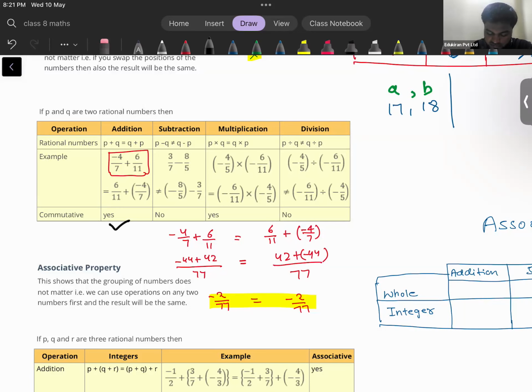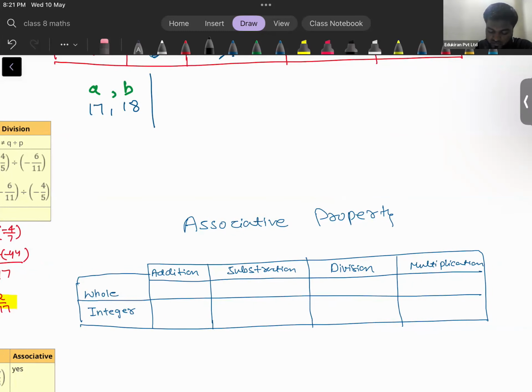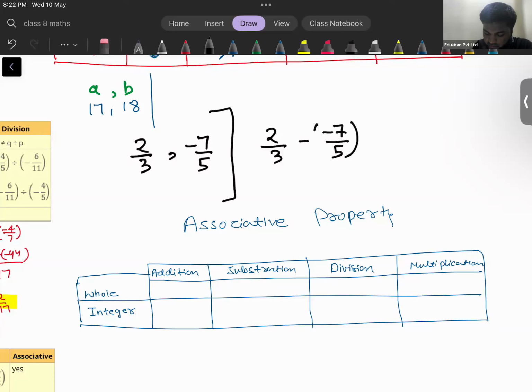Okay. What about subtraction? Let's take an example of two rational numbers. Let's say 2 upon 3 and -7 upon 5. Let's check whether they follow the commutative property under subtraction or not. Okay, Ifra, I'm audible to you, right? Yes, you are.